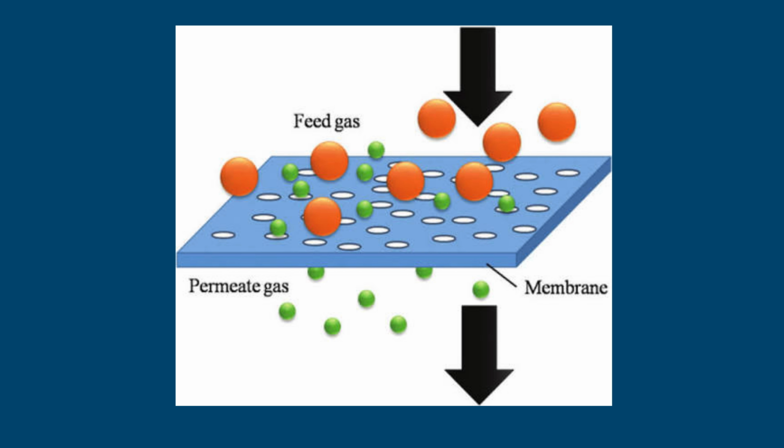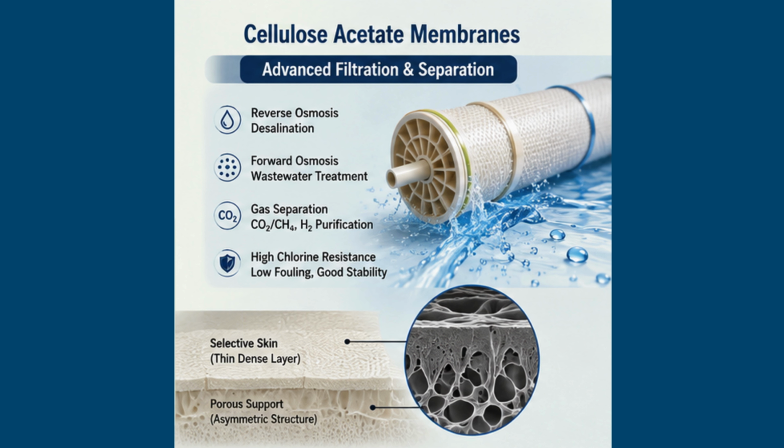Gas separation. Cellulose acetate membranes are extensively employed for CO2 removal from natural gas, hydrogen purification, and flue gas treatment. Their high CO2 solubility and favorable CO2/CH4 selectivity enable efficient natural gas sweetening.